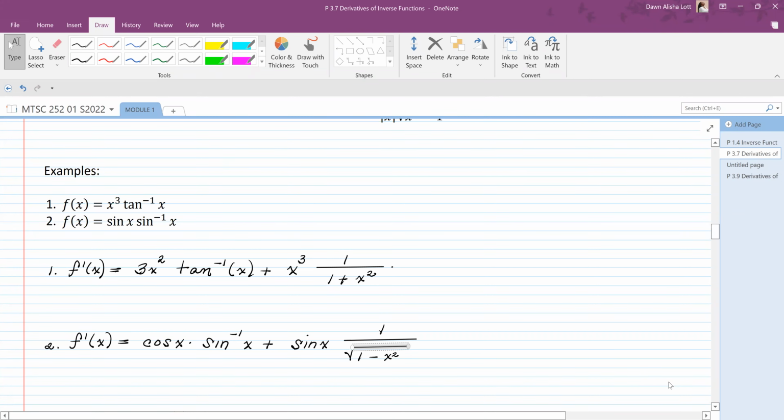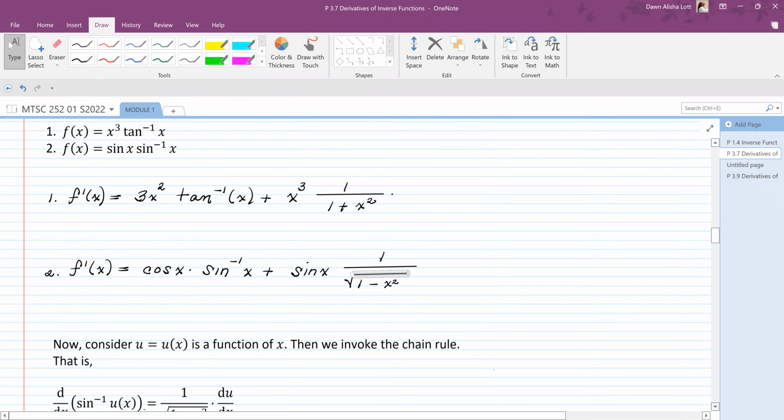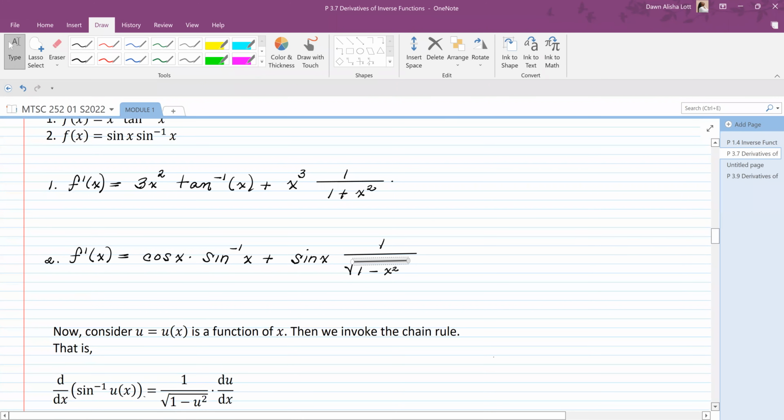Okay, any questions? Okay, so those are the easy ones. We can do the same thing with the secant function, the cosine inverse function. All of them are roughly the same. Okay, so now let's consider the fact that u of x is a function of x.